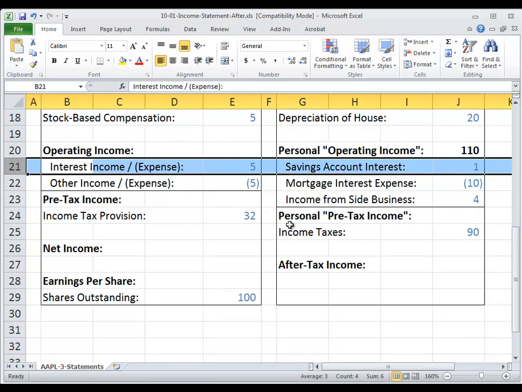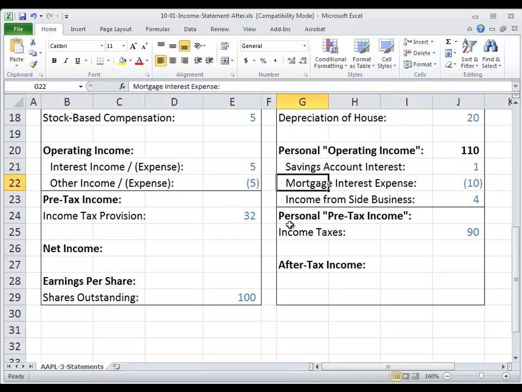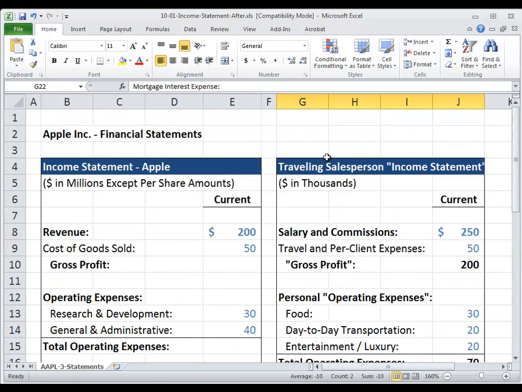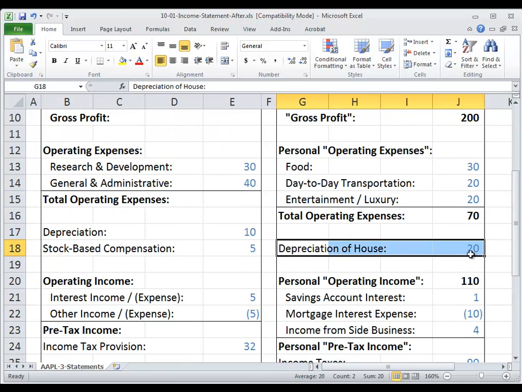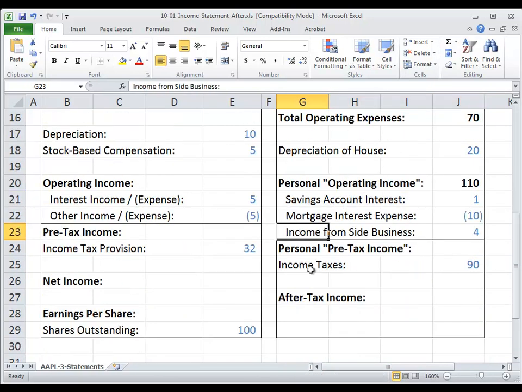The reason it shows up here is because, again, it's going to affect your tax situation. If you earn interest, you're going to have to pay taxes on that interest. If you pay interest, you're going to save taxes because that interest is tax deductible. And we see that situation right here, the mortgage interest expense. In this case, our traveling salesperson actually owns his own house because he has the depreciation of the house right here. And he's also paying interest on the mortgage for that house, and that is tax deductible, so it shows up here on the income statement.